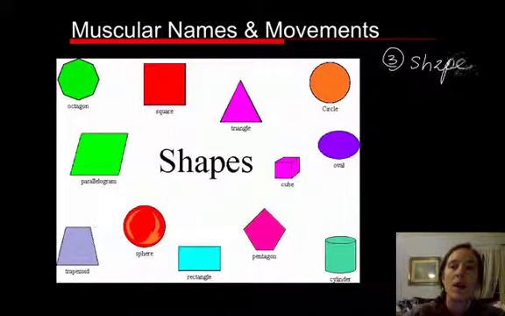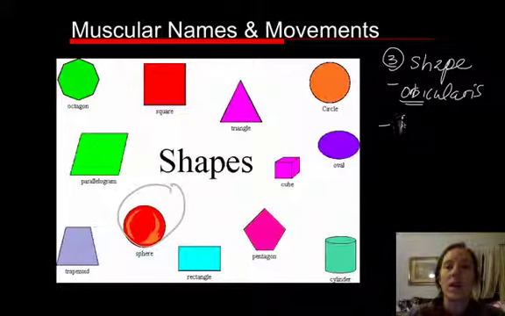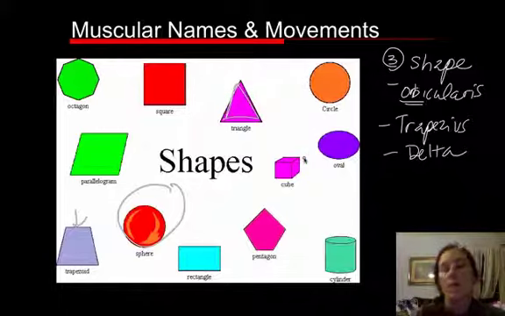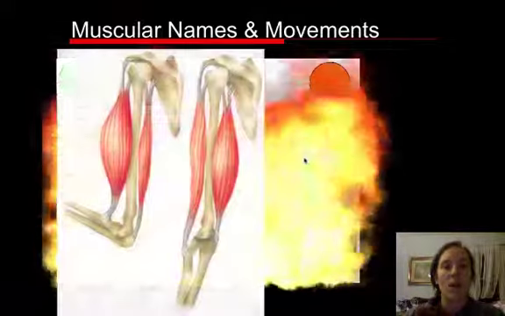We had orbicularis, indicating orb or sphere. We had trapezius for trapezoid. We had delta that represented the triangular shape. So a lot of different muscles get their name for their shape. I would say that the shape and the action are the most popular ways to name muscles.